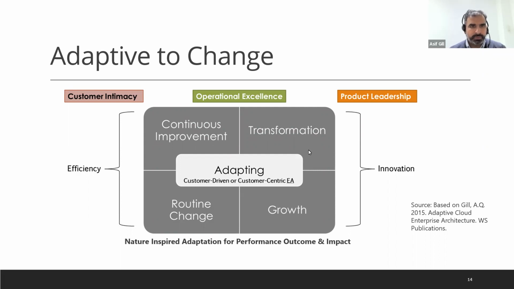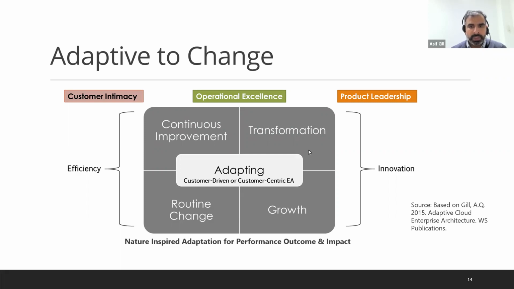There are two sides of adaptability. Change for making things faster, quicker, more optimized and efficient. So that's my left side of it: focus on routine change and continuous improvement related changes. And then on my right side is more about radical changes, where you are adding new products, services, or infrastructure experiences to your portfolio. So it's growth.